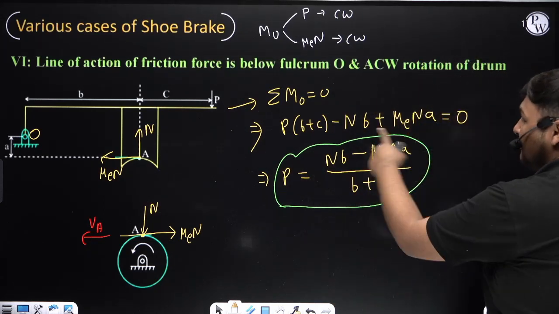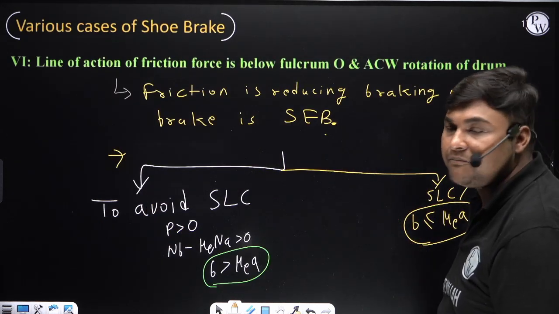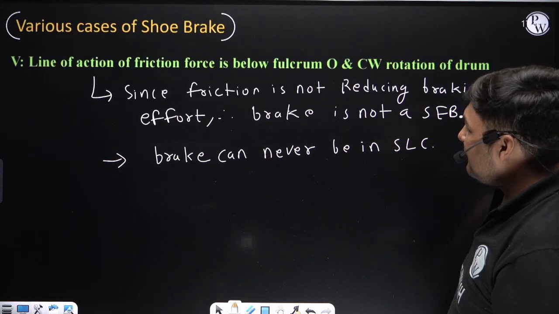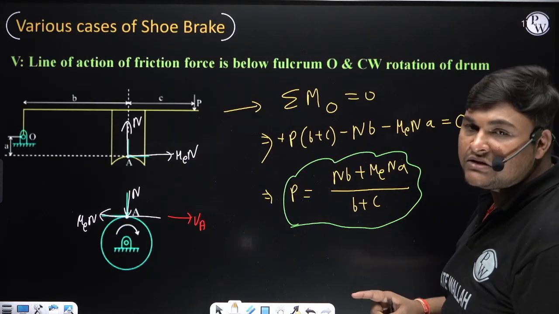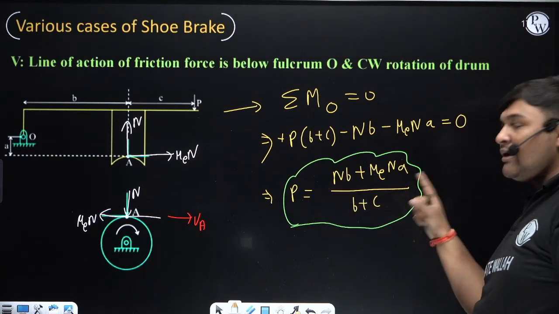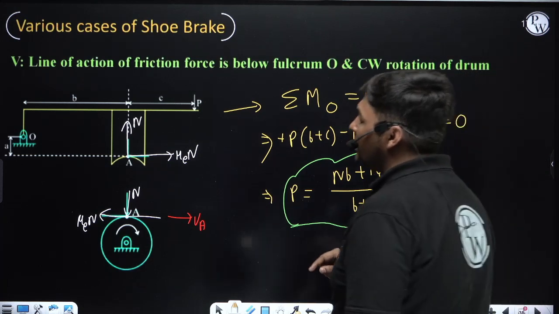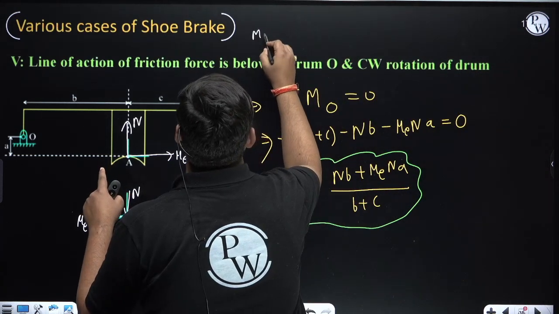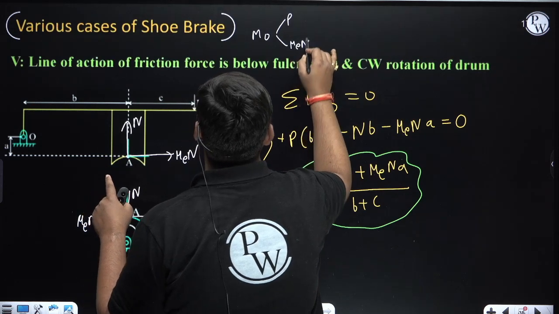And the same conclusion we have made: since friction is reducing braking effort, this brake is self-energizing. Same in the fifth case, where the brake was not self-energizing. You can again check by this method also. From this relation we made the conclusion that brake is not self-energizing, and by this method also we will conclude. See the direction of moment about O for effort P and friction force. You need to see the direction of moment.